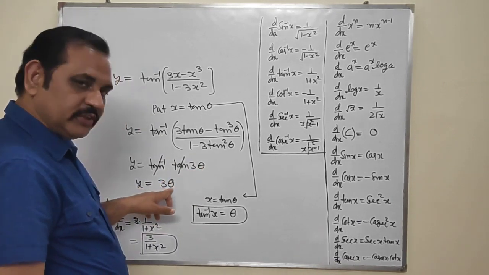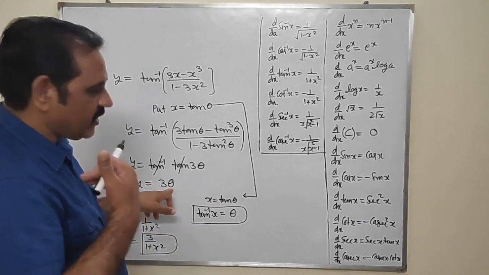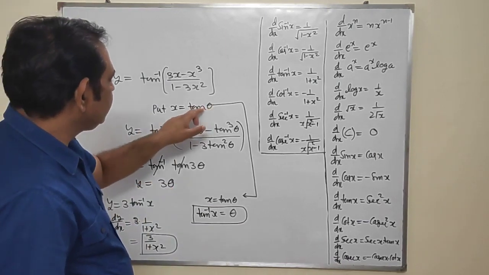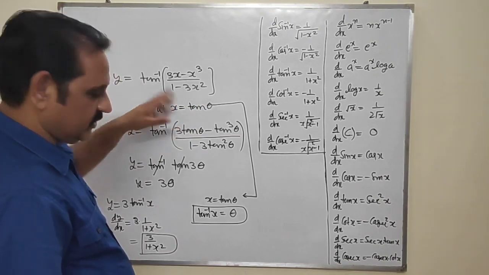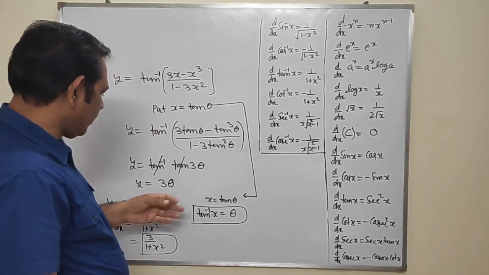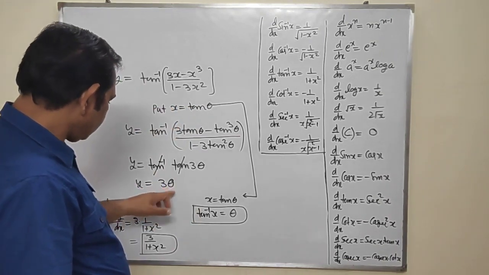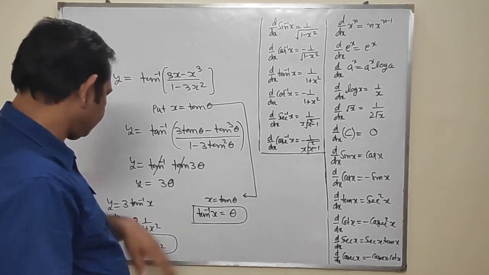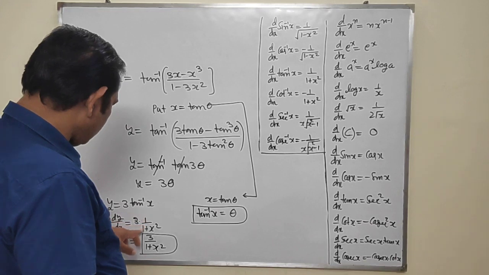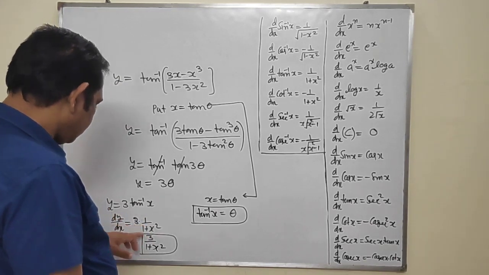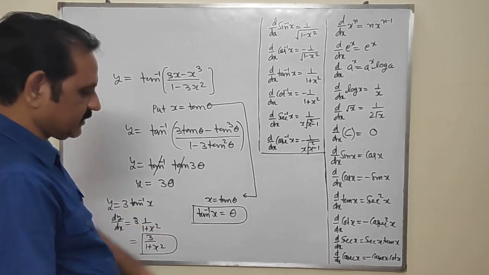Now we have to remove theta because we have taken theta from our side. So theta is equal to tan inverse x. It becomes tan inverse x, that is called inverse trigonometric functions. So put here 3 tan inverse x. So differentiation of tan inverse x will become 1 upon 1 plus x square. So 3 upon 1 plus x square is the final answer.